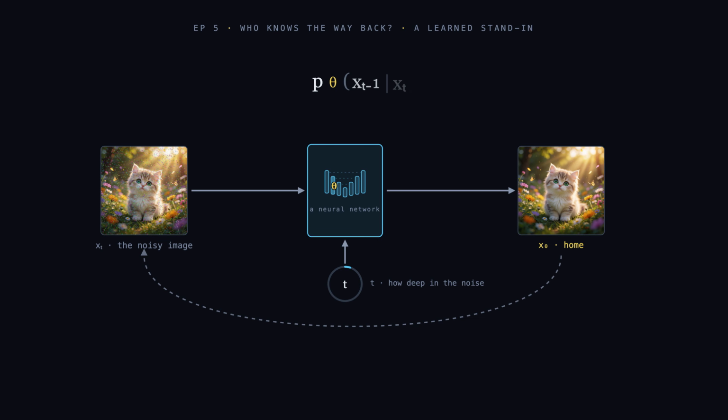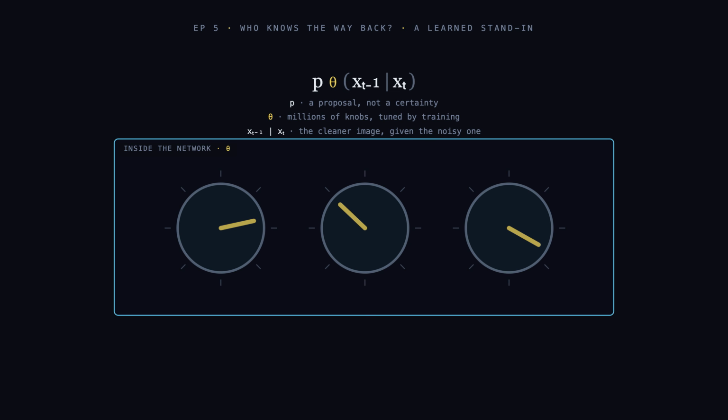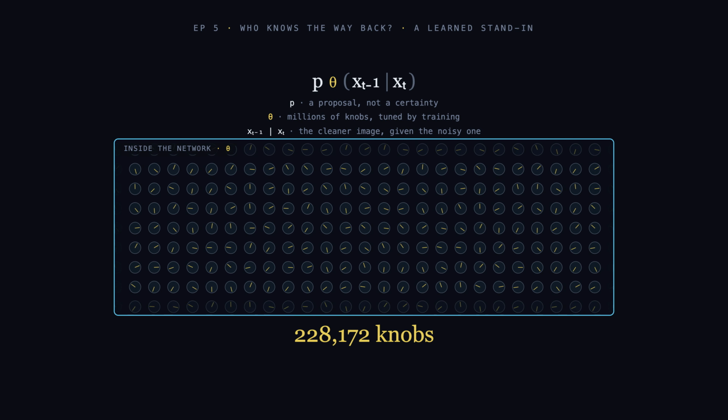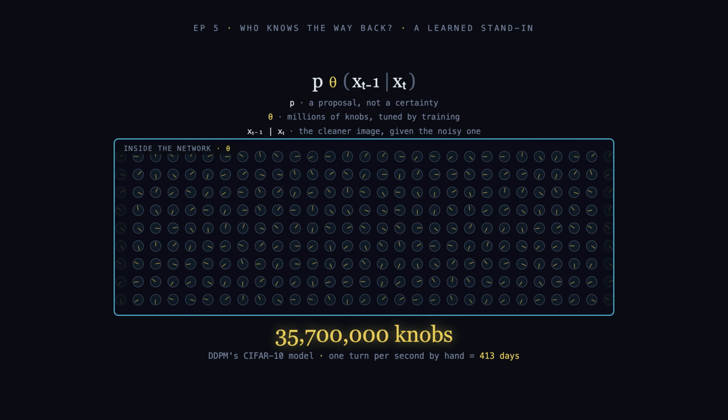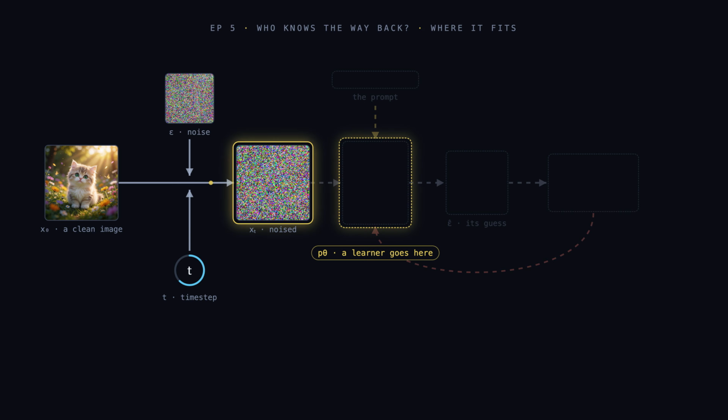The notation p theta means that this reverse rule is learned. Theta represents all the adjustable parameters or weights inside the network. Remember, a bit similar to the knobs of our analog TV, but instead of a few, it has millions of knobs and we can't tune them by hand. The diagram now has a place for the learned model, but we'll need to define its exact prediction target. What should the network output?